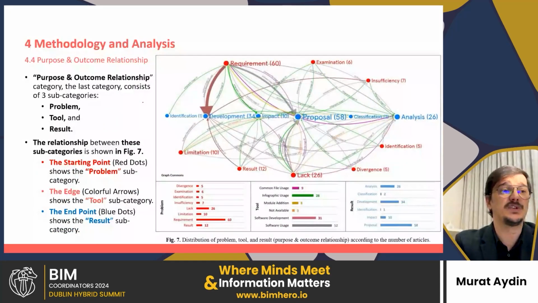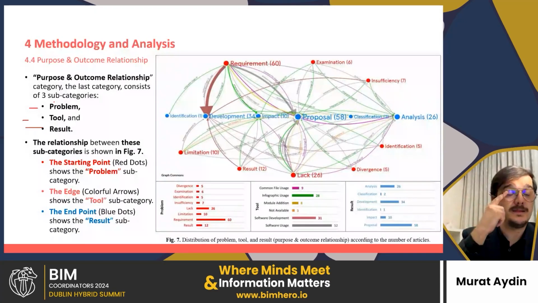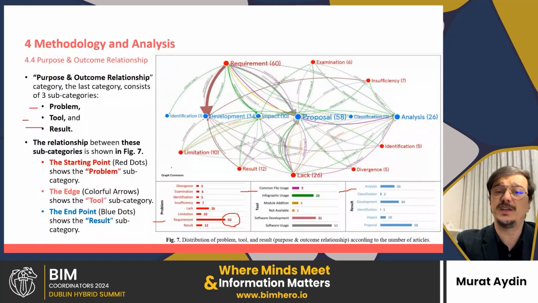The last category, the proposed outcome relationship category, consists of three subcategories: problem, tool, and result subcategories. The starting point shows the problem subcategory, red dots. The edge shows the tool subcategory, and the endpoint, blue dots, shows the results subcategory. The requirement is reached in most articles in the problem subcategory.